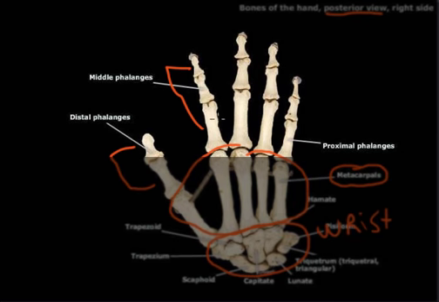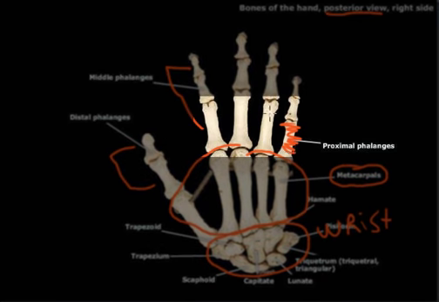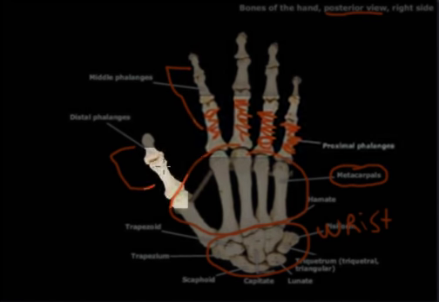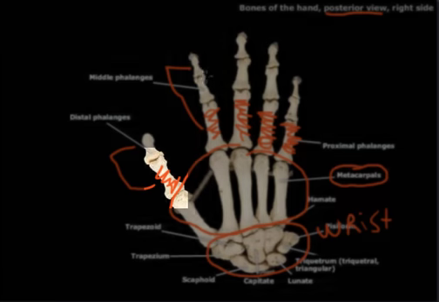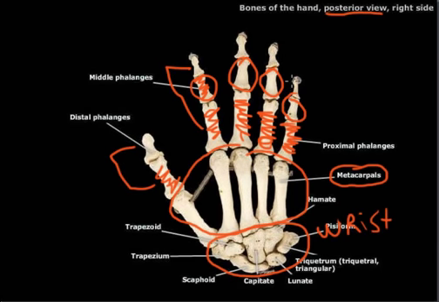So the phalanges are broken down into three areas. You have the proximal phalanges, proximal meaning closer to the trunk of the body, remember. You have the middle phalanges in the fingers. Let's do that. Middle phalanges. The thumb doesn't have a middle phalange. And then you have the distal phalange, distal meaning the furthest away from the trunk of the body. So those are the basic parts of the hand.